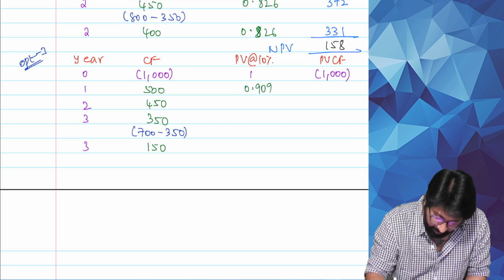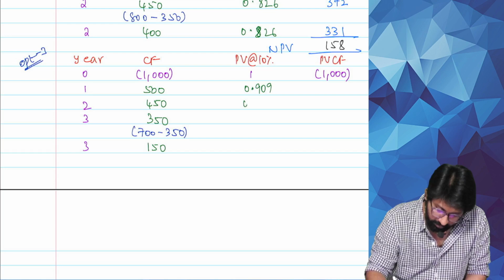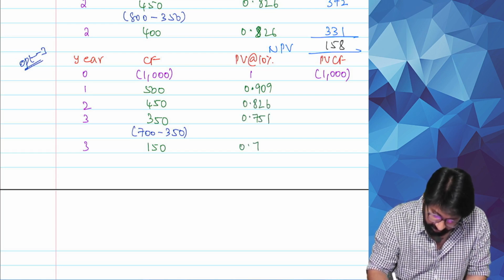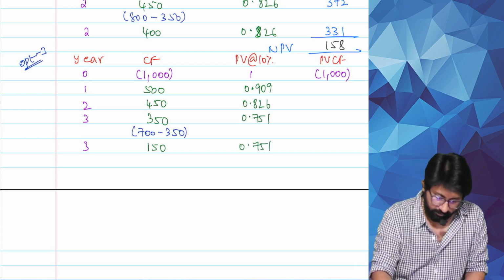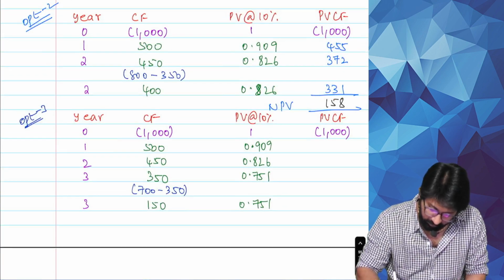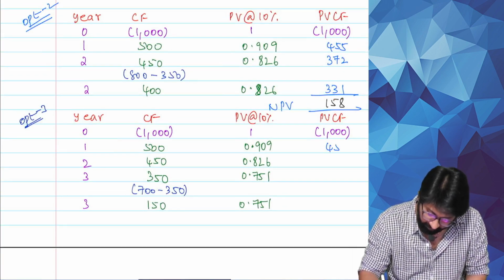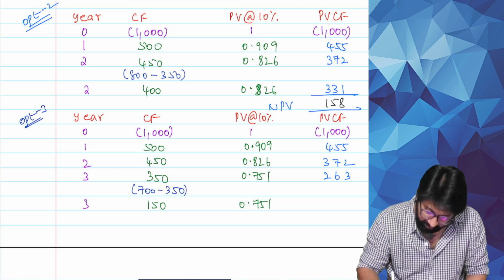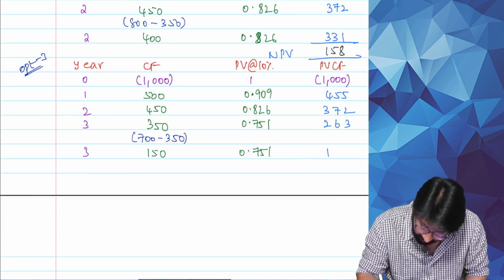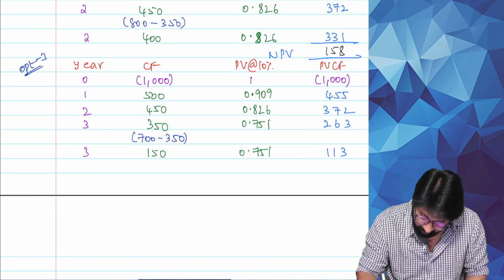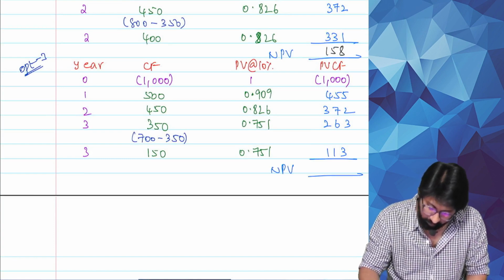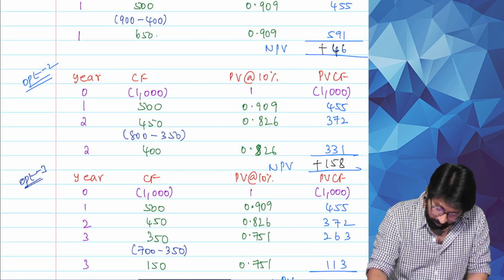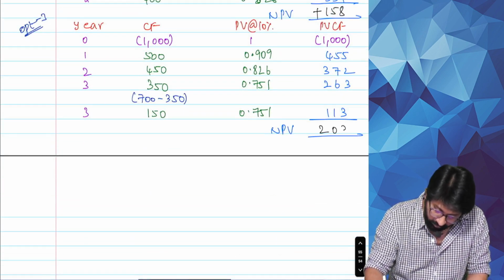0.909, 0.826, 0.751 and 0.751. So 0.909 into 500 is 455, 372, 263, 113. Two zero three.